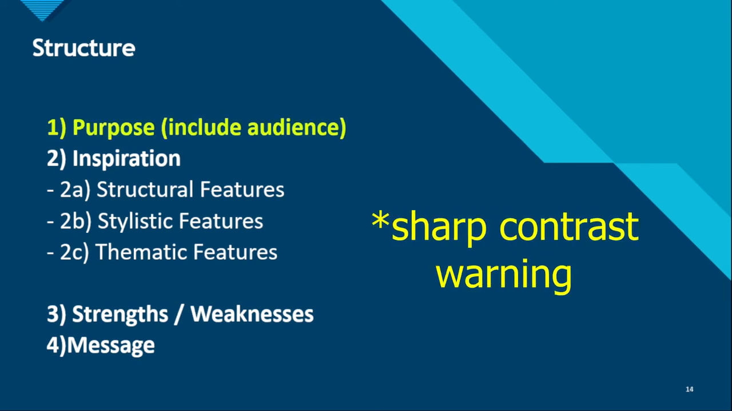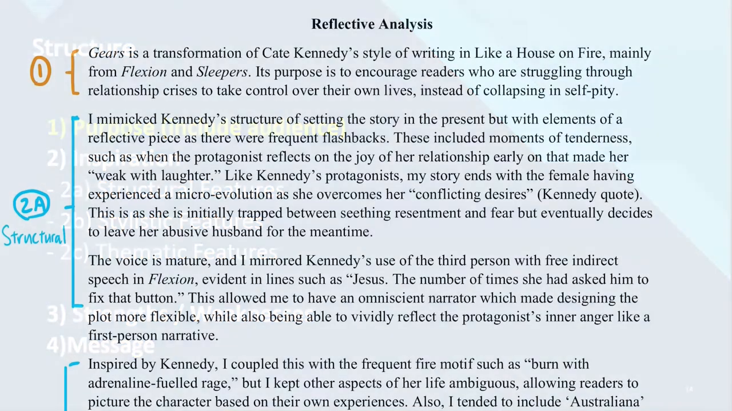So let's begin with number 1, the purpose. So this is where I have the purpose, and the purpose is basically what does your text want the audience to do? Or another way to put it is, why did you write your text? And in my case, it was because when I was reading my author's stories, I saw a lot of characters who would be emotionally defeated at times. And so the purpose of my piece was to encourage readers who are struggling through relationship crises to take control over their own lives rather than collapse in self-pity. So it's almost like a call to action.